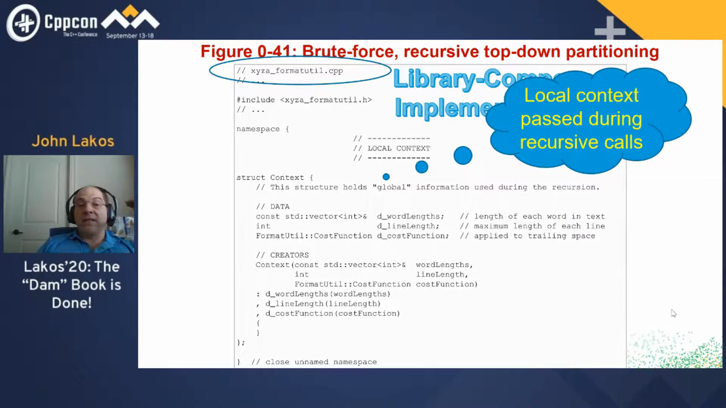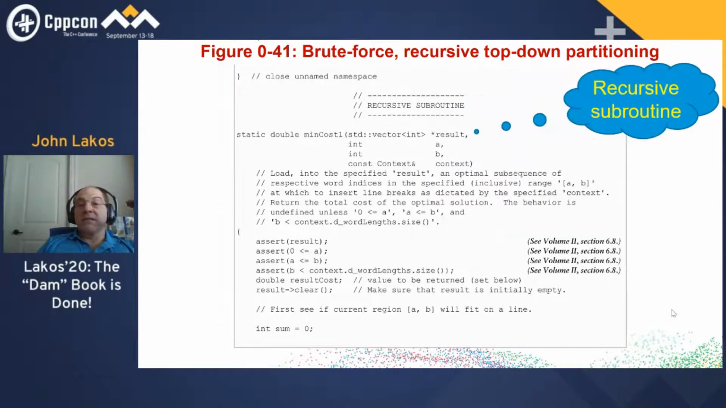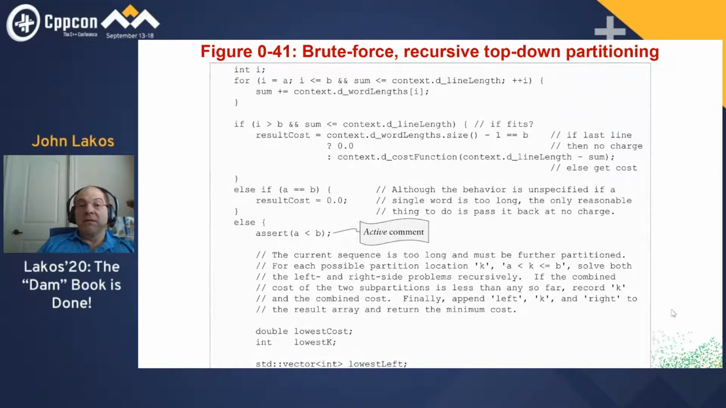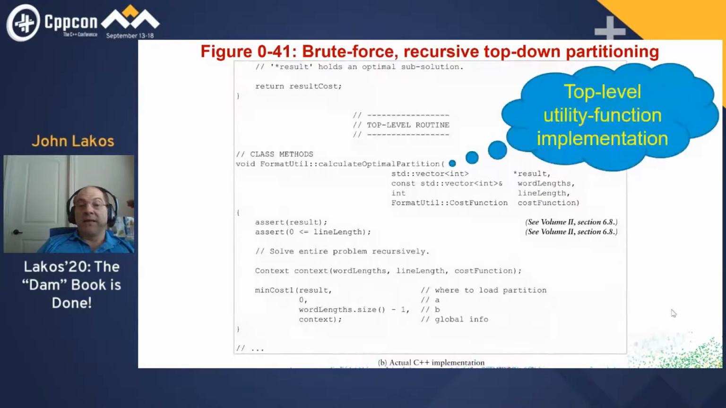This is the local context that we're passing in. This is the recursive subroutine that we're going to call from the main subroutine, which is the entry point to the utility. And I'm going on with that. And this is the main entry point to the utility.